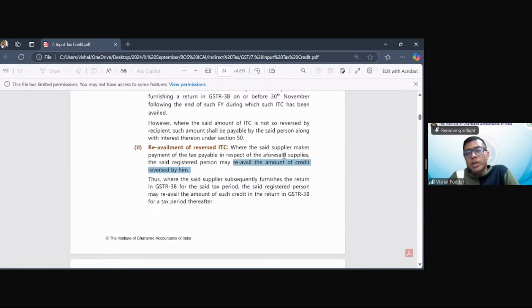This is what is now the final status of 16.2c, read with the amended section 41, read with the newly introduced rule 37A. Any questions with this particular condition and the related provisions? Yes, students?